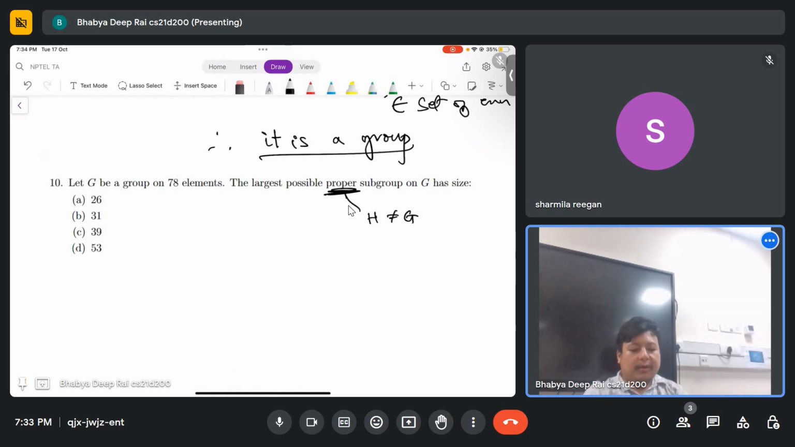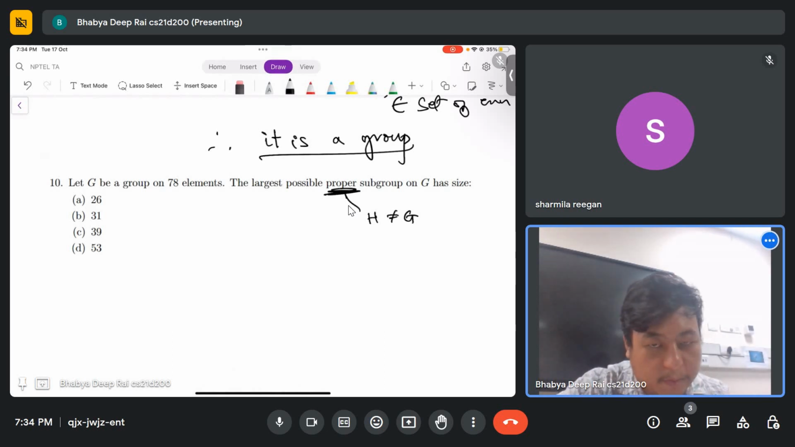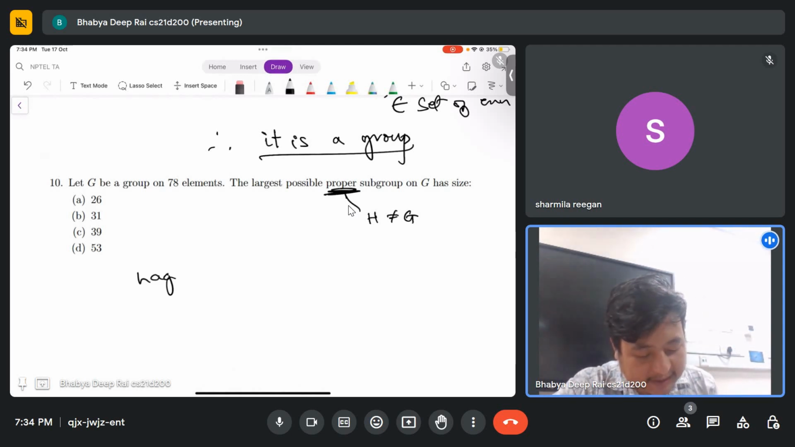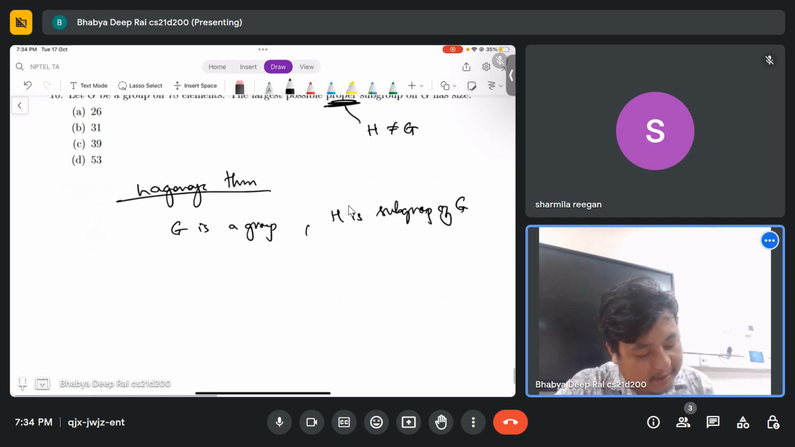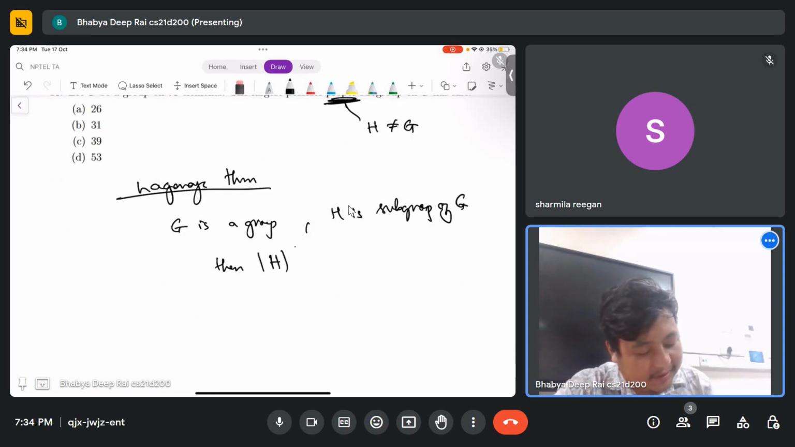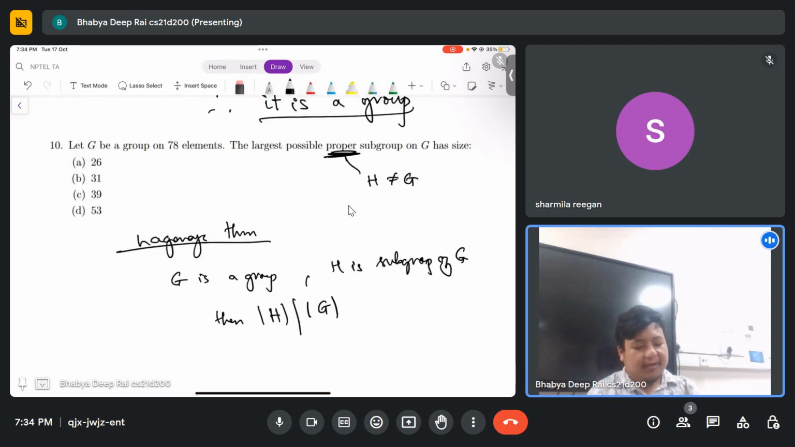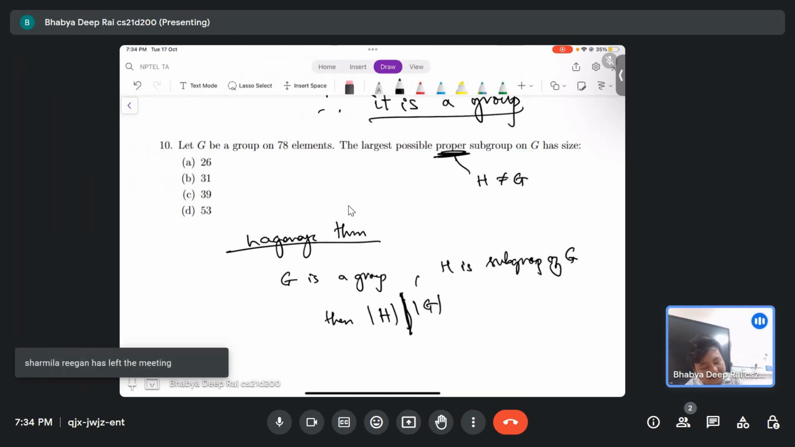We saw a theorem called Lagrange's theorem, saying that if G is a group and H is a subgroup of G, then the size of H divides the size of G. So can you think about this problem? Can you use this Lagrange theorem?